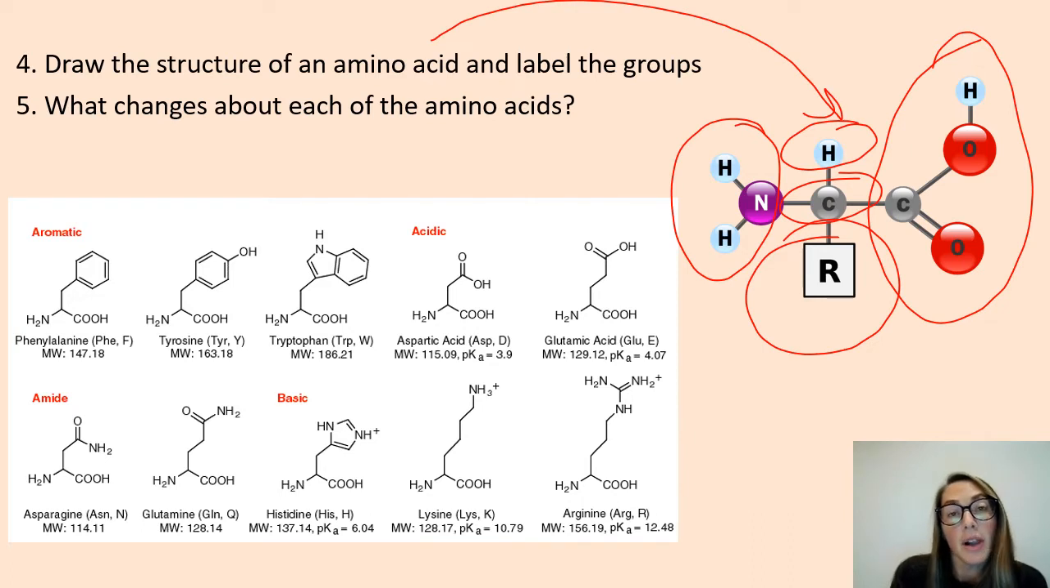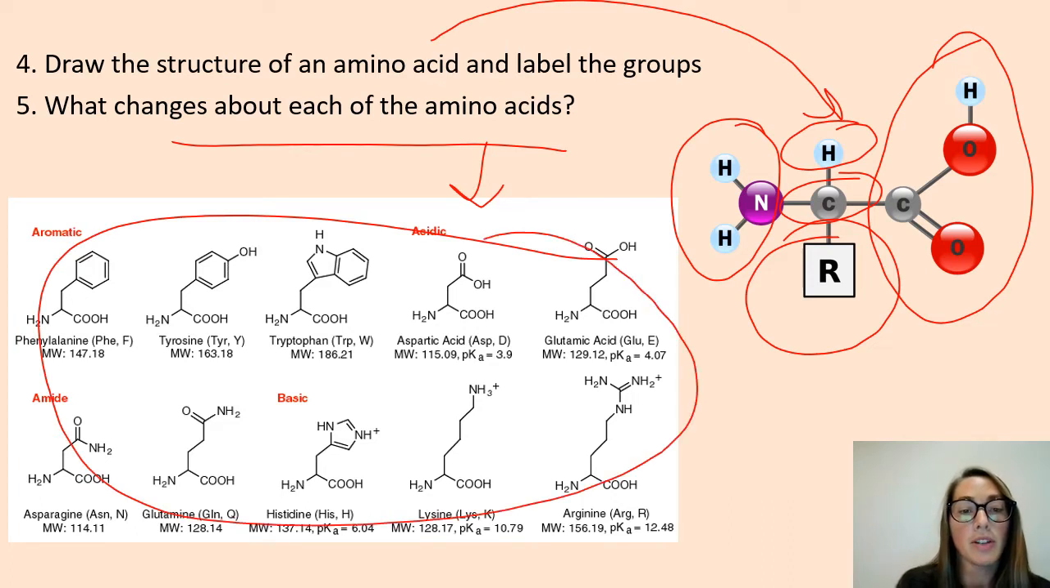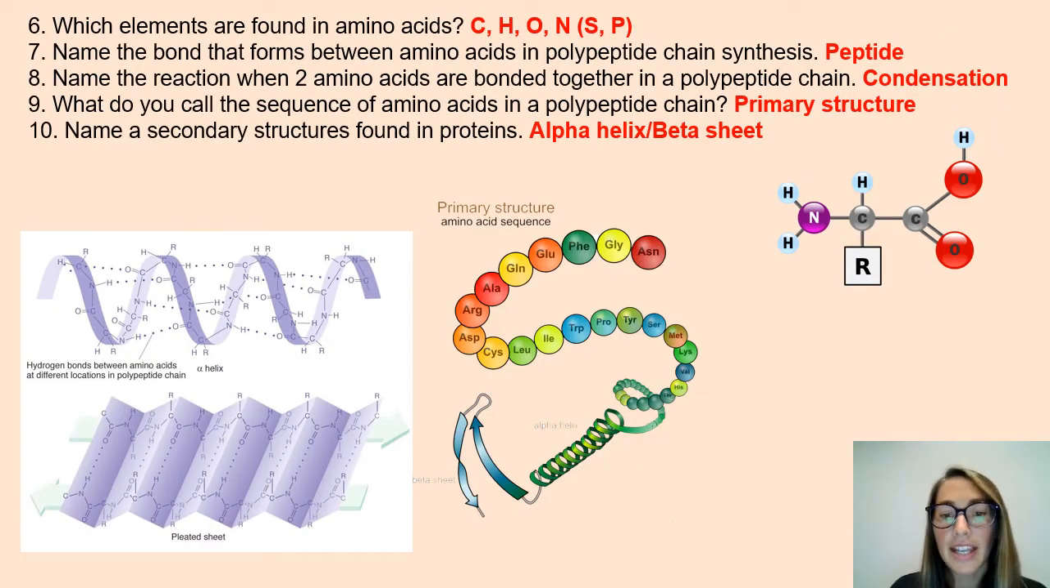Now, the residual or variable group is what can change about the amino acid. So here you can see in this image, we've got a few of those variable groups, and you can see that they vary in size and structure, and also composition of elements. So the elements that you find in amino acids, you always find carbon, hydrogen, oxygen and nitrogen, and then sometimes you'll have sulfur and phosphorus.